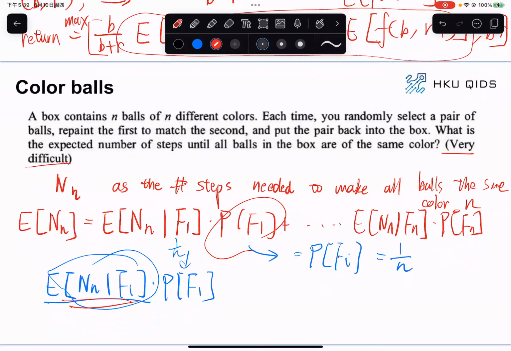So if we only consider the event F1, color 1 is different from other colors, and color 2, 3, all the way to n become equivalent, right? As long as it's a different color from color 1. So in other words, any pairs of balls that have no color 1 ball involved are equivalent, and any pairs with the color 1 ball and a ball of another color are equivalent, if the order is the same as well. So we only need to use the number of balls that have color 1 as the states.